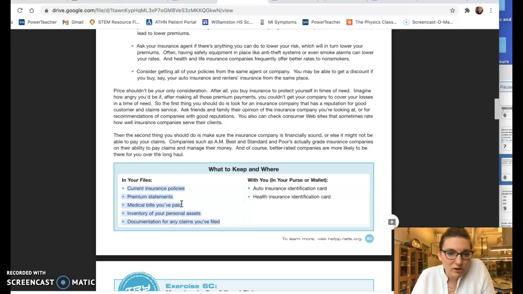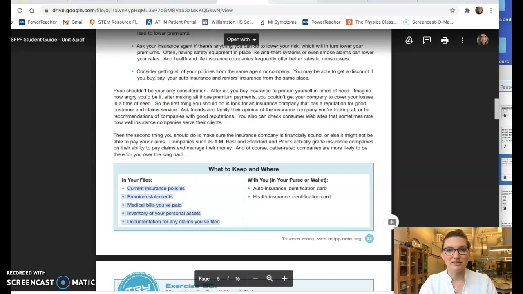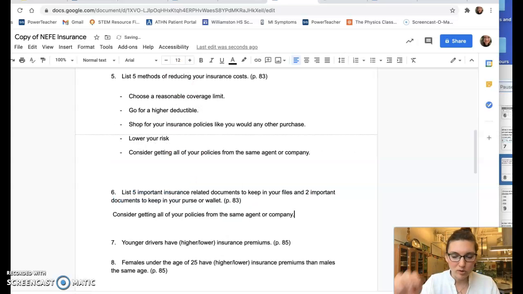And then documentation for any claims that you filed. So yeah, if you are in the midst of working through an insurance situation with your car, or if you had dental work done and you're waiting on that, those are all things that you want to keep around because you're going to need to deal with them, and you want to hold on to it. So I'm just going to, oops. Oh, I never said copy and paste.